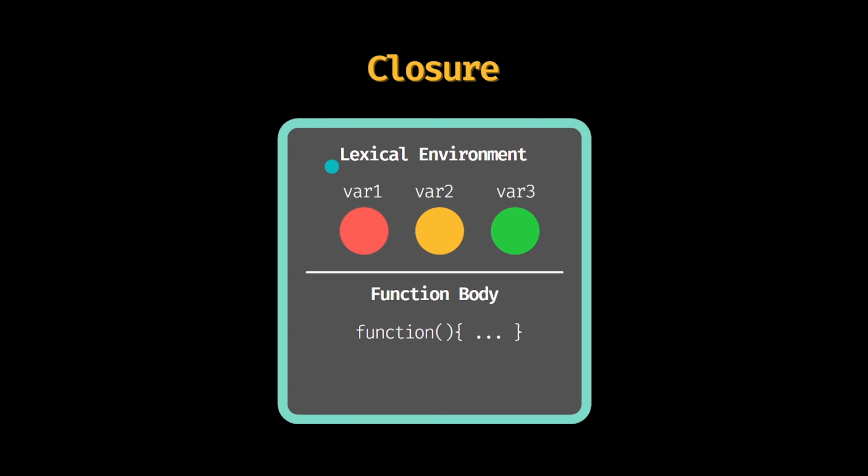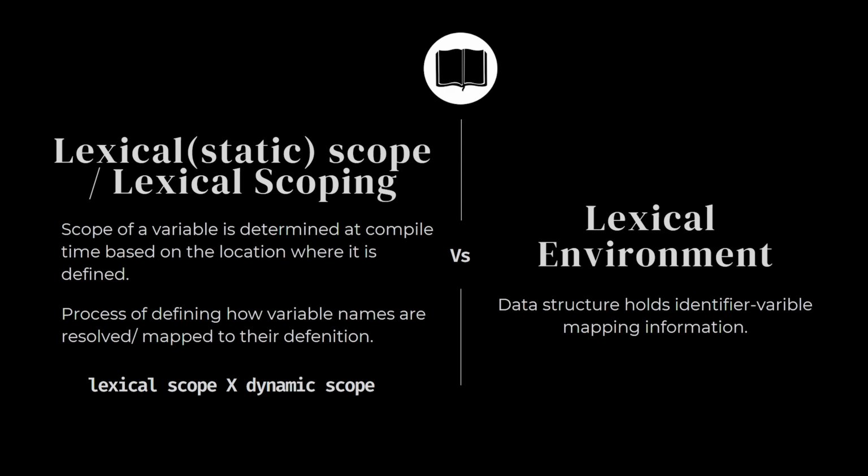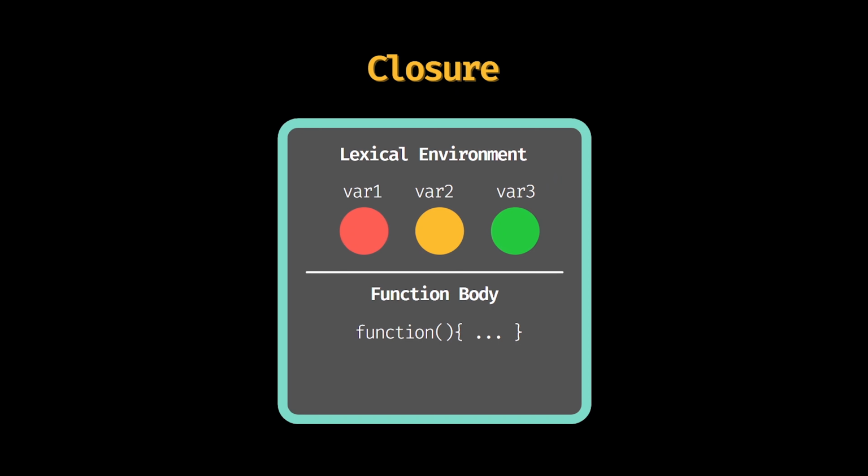Now, talking about this lexical environment, it's actually a data structure holding the variables required for this function. Don't think that lexical scoping and lexical environment are the same. Lexical environment is a data structure that holds identifier mapping information, and this mapping is defined through lexical scoping based on the location. That mapping is physically stored in the lexical environment, which is basically storing the dependent variables for this function here.